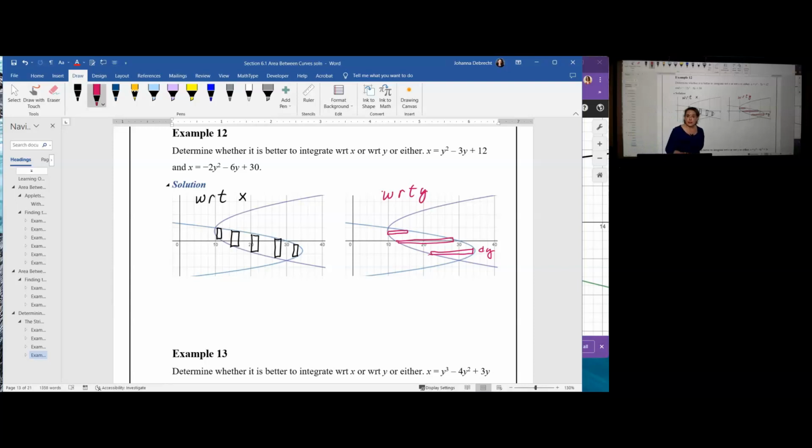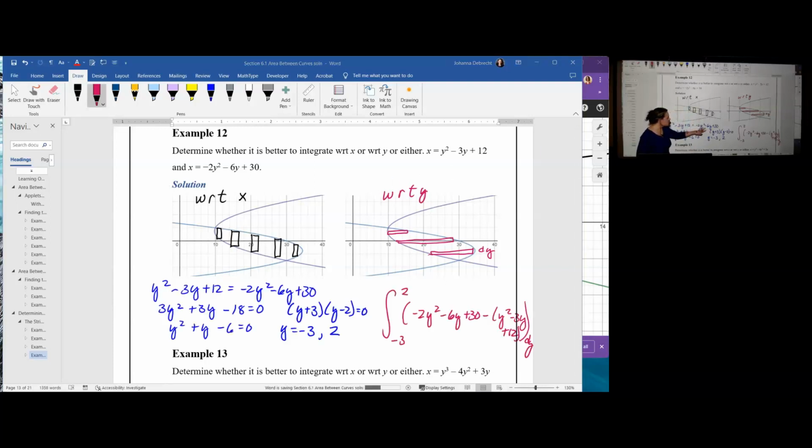You would need to find the intersection points in order to know what those y values are. Go ahead and pause the video to find them and write the integral with respect to y only. Then turn the video back on so we can check our answers.